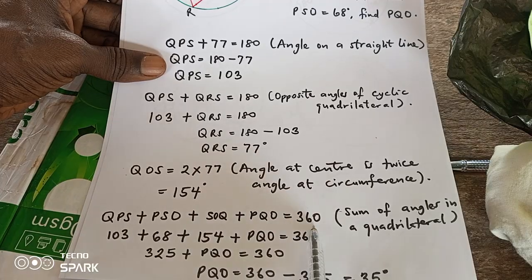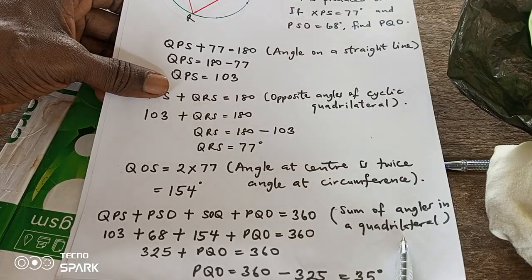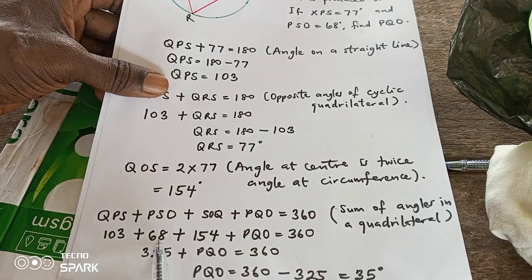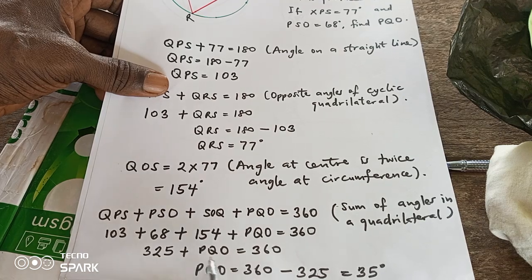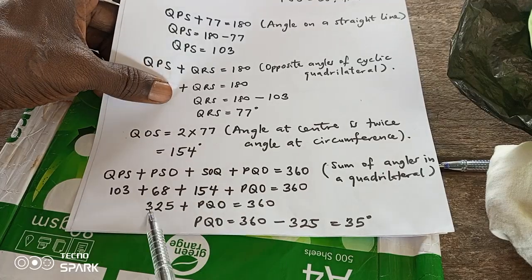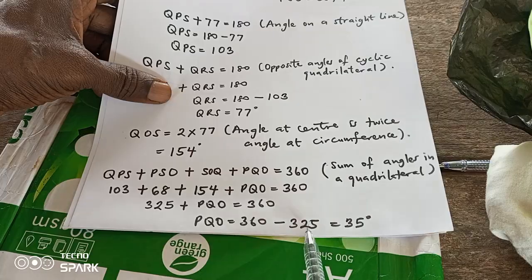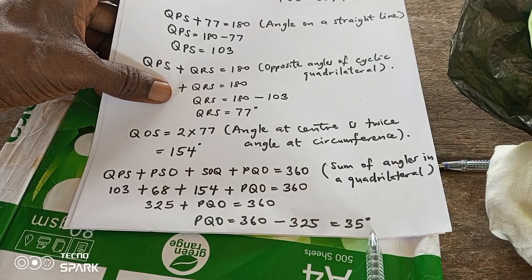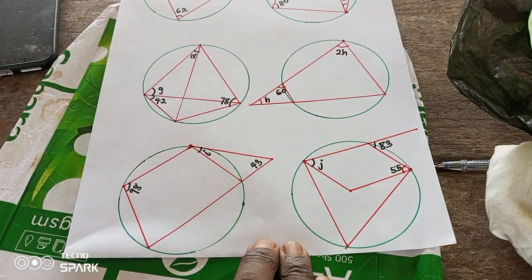PQO should be equal to 360. Why? Sum of angles in a quadrilateral. So 103 plus 68 plus 154 will give 325, plus PQO is equal to 360. From there, bring this 325 to this side, and it turns to minus. 360 minus 325 is 35 degrees. So from there, we get what we are looking for.